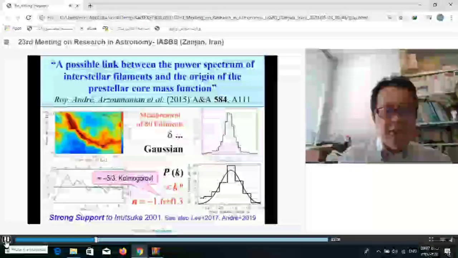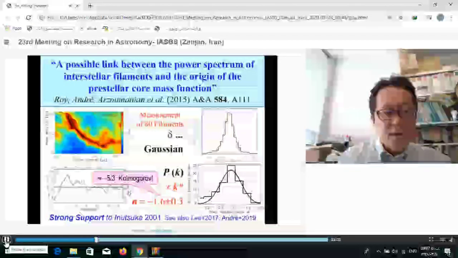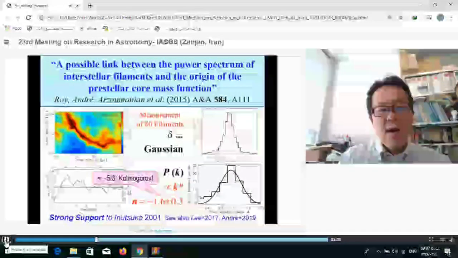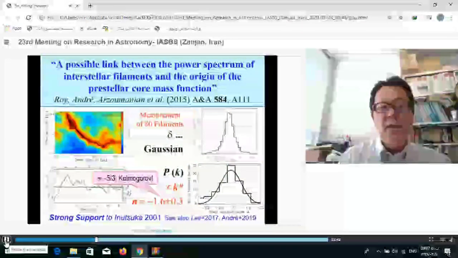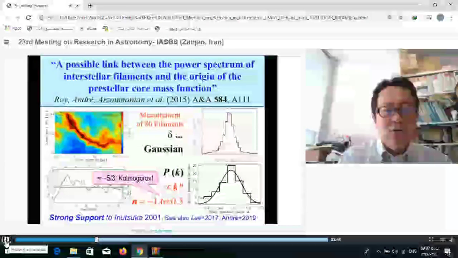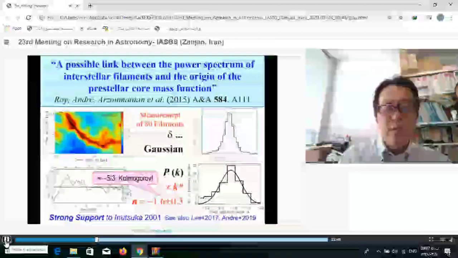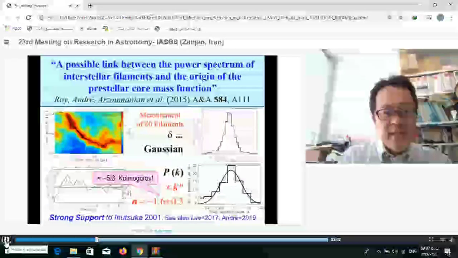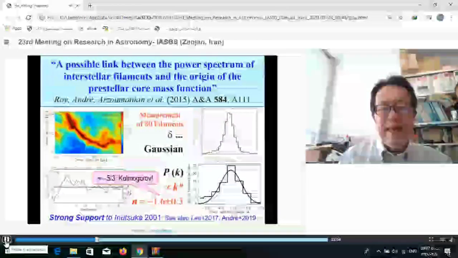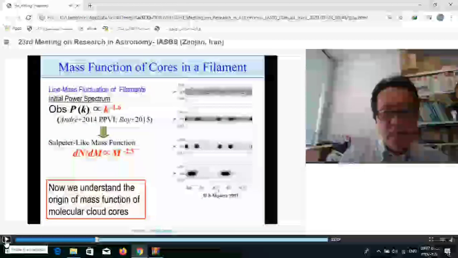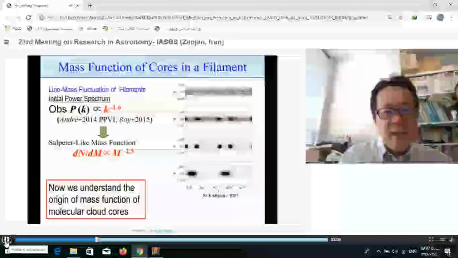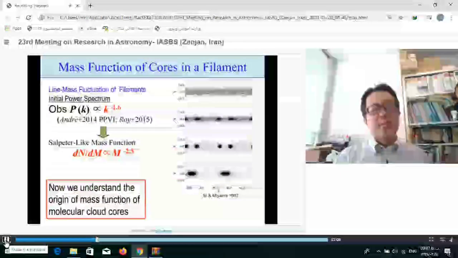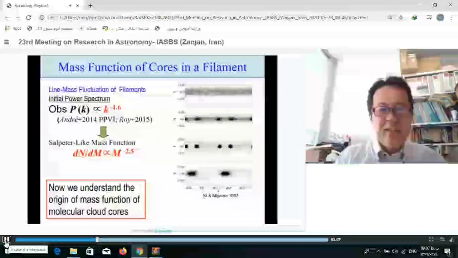And indeed, observationally, the mass spectrum along the filament is now observed to follow k to the n, where n is minus 1.6. And this 1.6 is actually close to Kolmogorov 5/3. So observationally, we know that the mass distribution along the filament follows 1D Kolmogorov, and if this spectrum follows a 1D Kolmogorov-like spectrum, then we can explain the Salpeter-like core mass function.